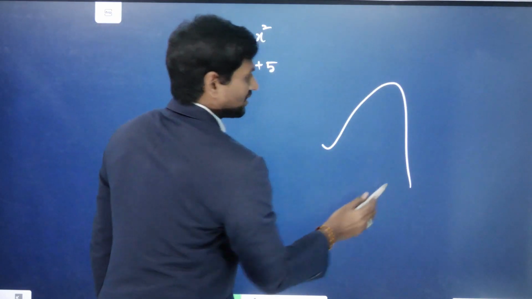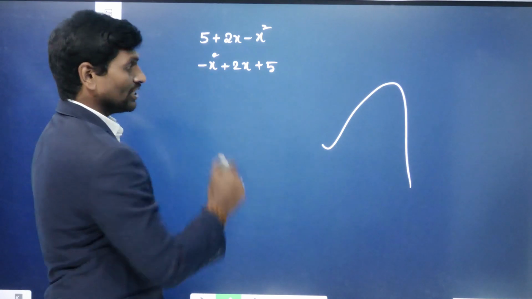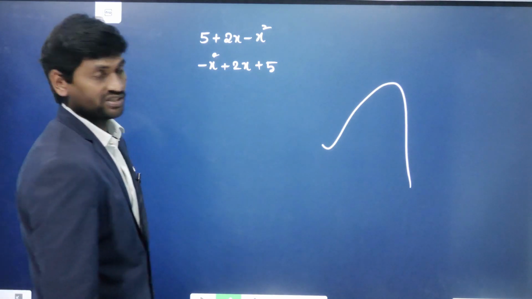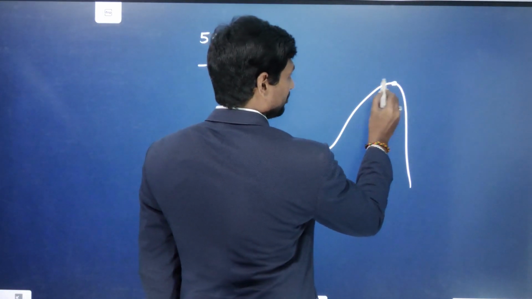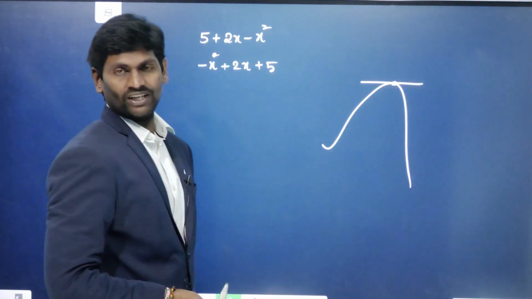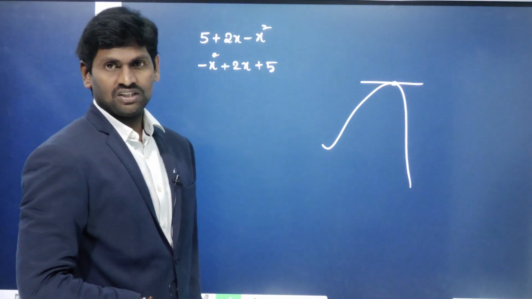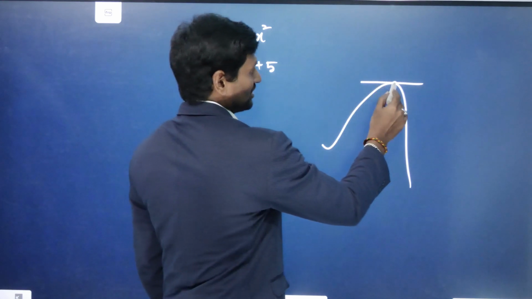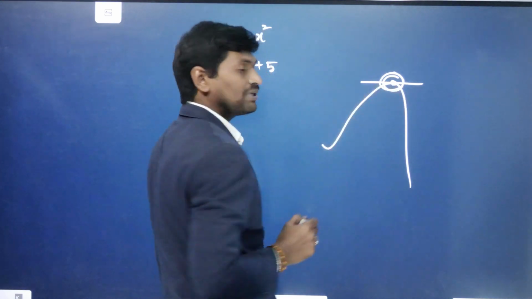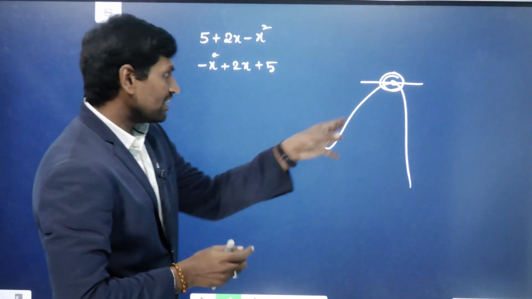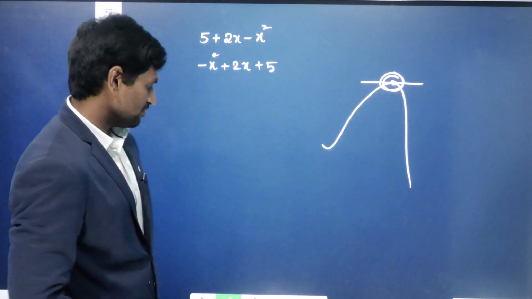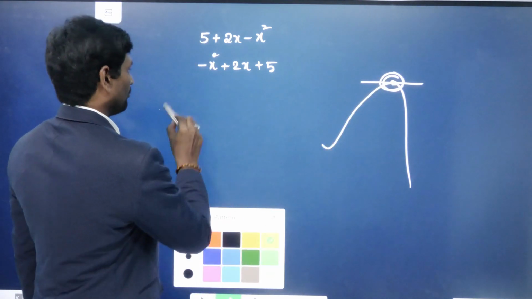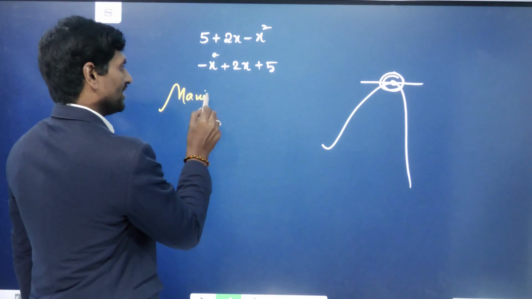That means the x square coefficient is negative, nothing but the parabola opens downwards. So this is the maximum value. It never crosses the maximum value. That means it never crosses this particular value. That particular value is nothing but the maximum. So let us find the maximum.